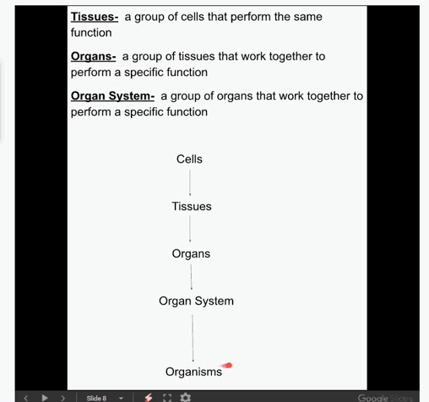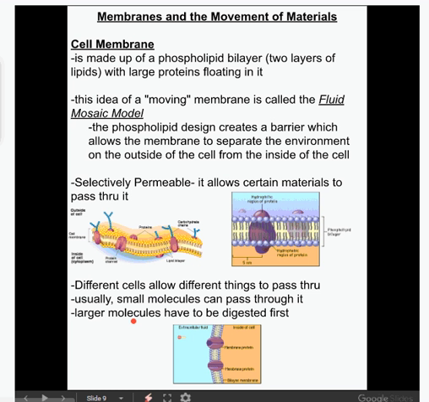And lastly, beyond the different organ systems that you have, is the organism. You can't remove any organ system and have the organism live. So these are in order of greater complexity from top to bottom in this chart.